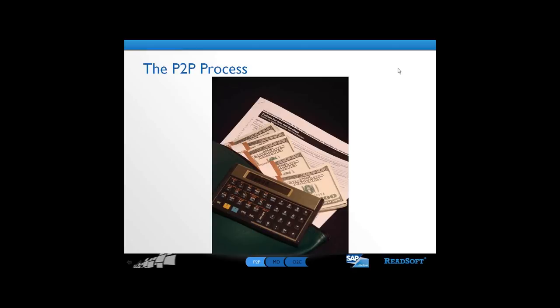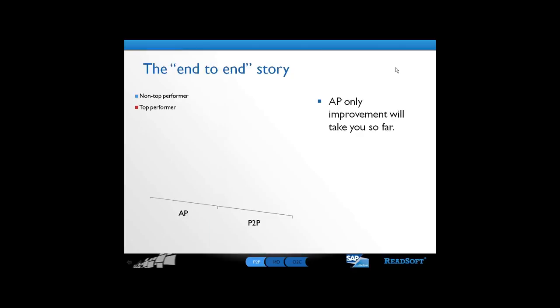Okay, the P2P process then. So right at the front of the P2P process, you've got to start thinking about what is it, and where do we get the most return on investment from? Well, it's about an end-to-end story. It was interesting to see that a lot of people there, the function, you're working within the AP department, and automating your AP, we all know and we're quite familiar about doing this, but it's only going to take you so far. So here's some data that comes from Hackett Group, and you can see the sort of improvement benefits between non-top performers and top performers that you can get by automating AP.